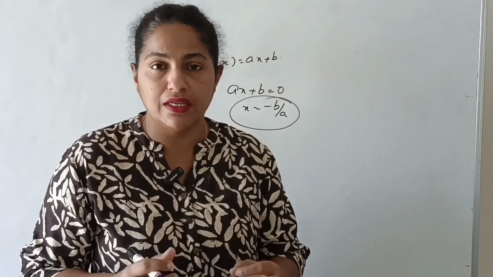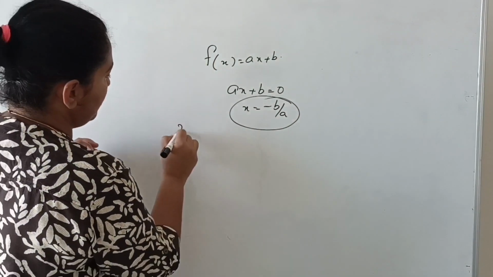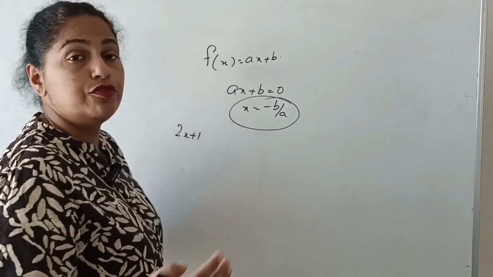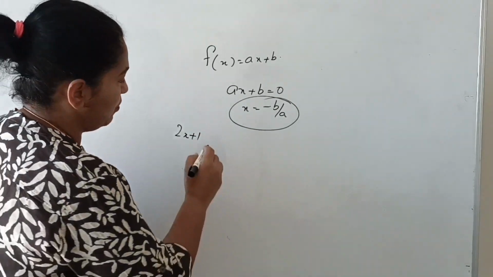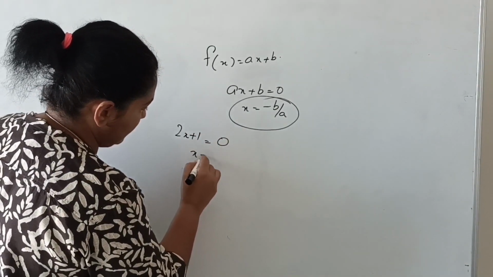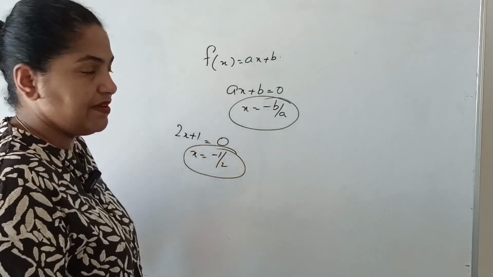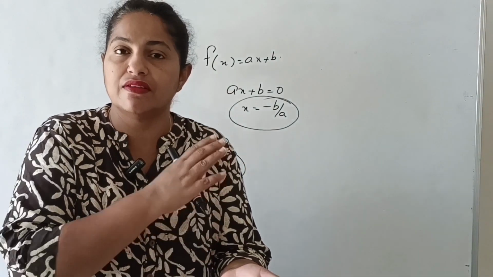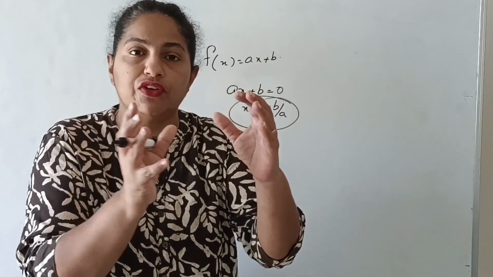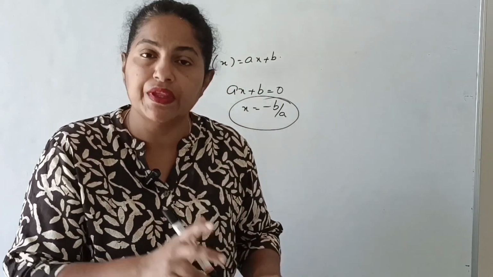If you have a linear polynomial, let us say 2x plus 1, you need to find the zero of this particular polynomial. You will equate it to 0 and find the value of x, which is equal to minus 1 by 2. Which basically means that if you substitute this value of x in the given polynomial, the value of the polynomial will become 0.